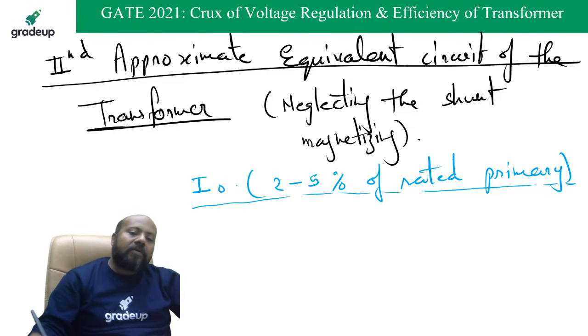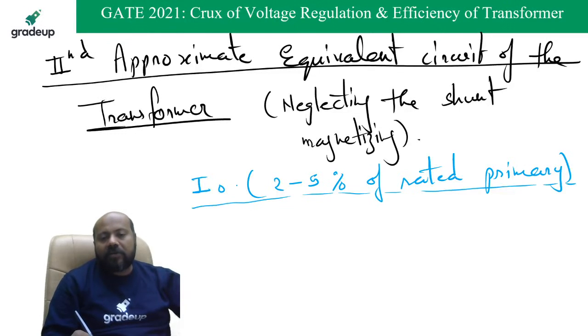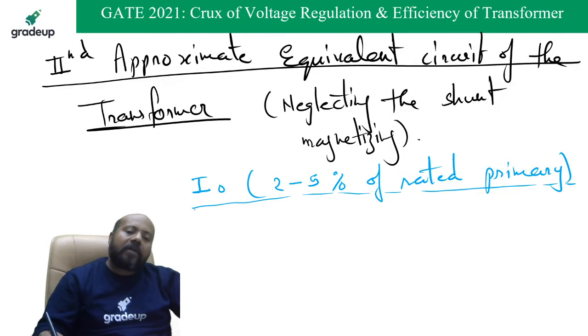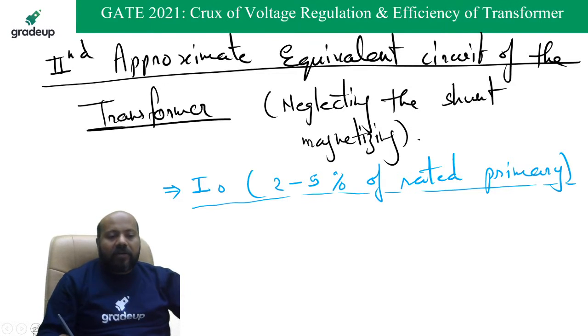Because I naught, that is the no load component of the current taken from the source, is going to be very, very small, 2 to 5% of the rated primary current. And there are two reasons for that. Number one, the core of the transformer is made of highly ferromagnetic material. So very small current is required to establish the flux in the core. Second thing is, the transformer is a static device. It is not like your induction motor, where induction and rotation, both the phenomena are happening. That is why I naught is going to be a very small value. So this approximation is going to be a good approximation.